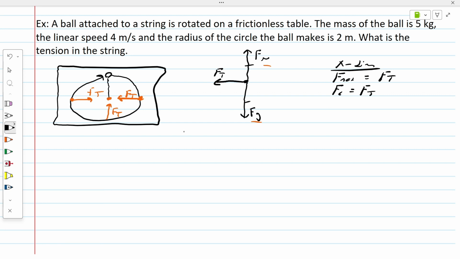I forgot to do this, but we should list out what we actually are given here. We have the mass of the ball, which is 5 kilograms. We have the linear speed, which is 4 meters per second. And we have the radius, which is 2 meters.